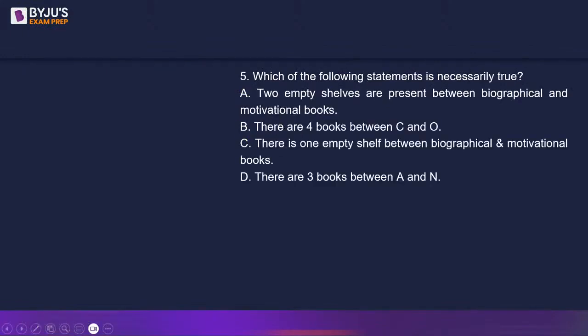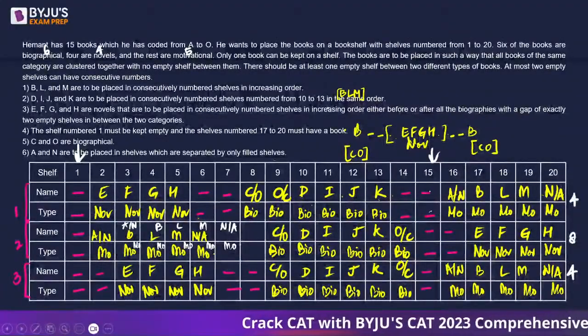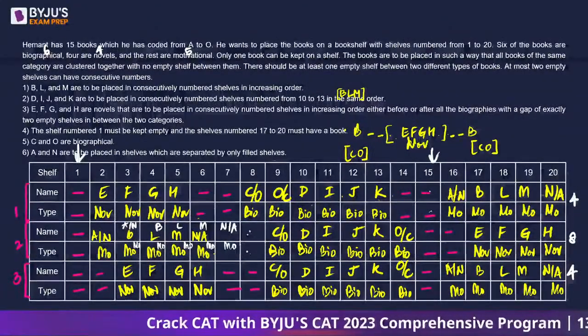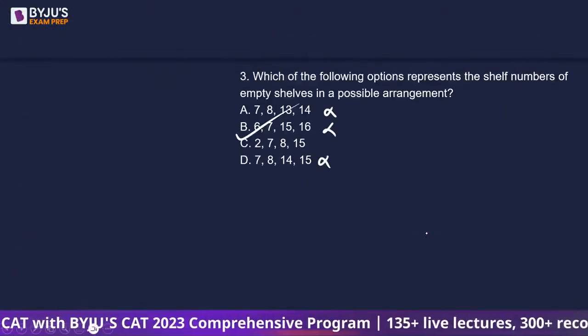Which of the following statements is necessarily true? 2 empty shelves are there between bio and motivational. Bio and motivational के बीच में एक shelf भी empty हो सकता है. एक shelf भी empty हो सकता है. So this is not true.